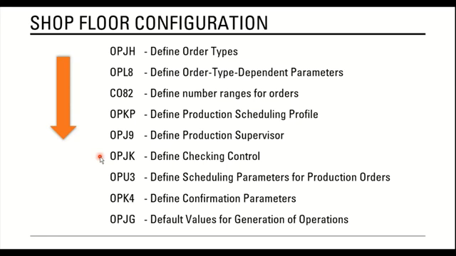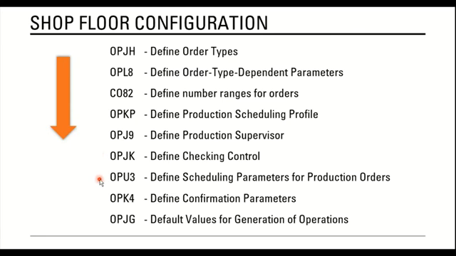And after that, in OPJK, we have the checking control. This controls what happens in case there are any missing parts, for example, while creating the production order. Should the order be released, or should it just be placed in the created status? Or should the user have the flexibility to release the order though we have missing parts of the components? I mean to say the shortage of the components at the time of creating the order. Those kinds of controls can be made possible in the checking control configuration.